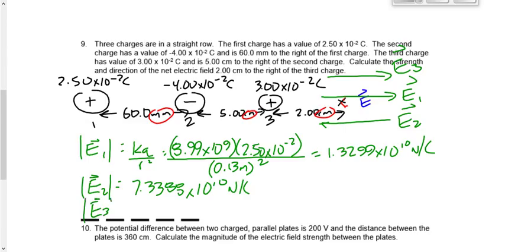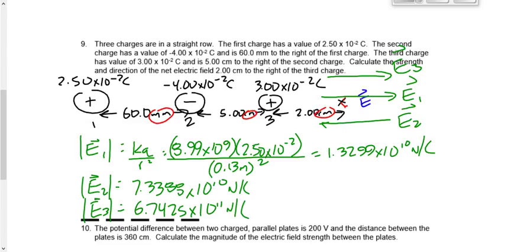E3, that's the easiest of the three. The field caused by number 3 is the easiest because the distance is just what? We don't have to add anything together here, right? The distance is just 2 centimeters, or 0.02 meters. Solve for that one, and it works out to be 6.7425 times 10 to the 11 newtons per coulomb.